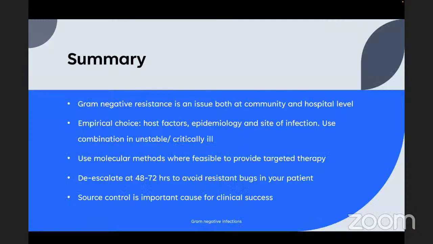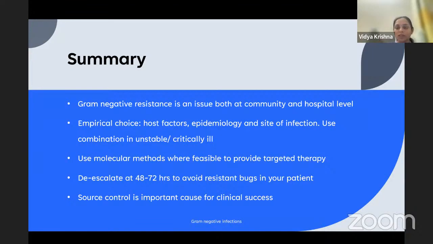So to summarize, gram-negative resistance is an issue in India at both the community and the hospital level. So it's not just that you will think of gram-negative resistance in the hospital. From a community sepsis also, you will have to think of and cover it. An empirical choice depends on host, depends on the epidemiology, depends on the site of infection. I told you, like pneumonia, you will choose this. Intra-abdominal, you will choose this.